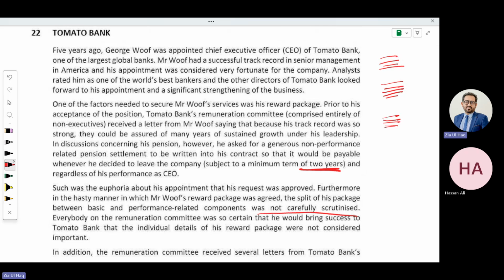It should be a mixture of fixed as well as variable. There should be some performance related pay to motivate the directors, to influence the directors so that they focus on performance of the company because their pay is also linked with the company performance. If there is no performance related pay, they will not put in extra. They will not be motivated towards performance of the company.